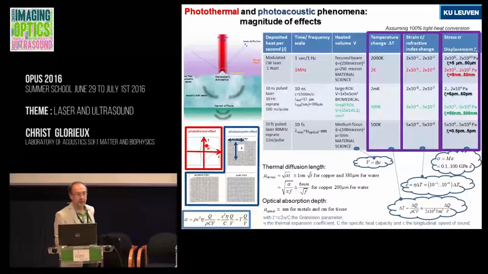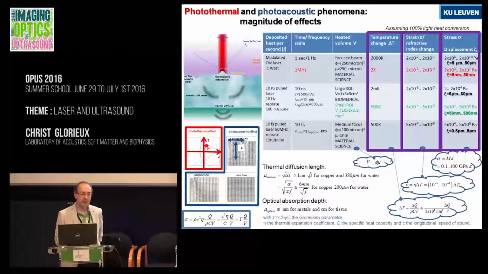Changes of temperature. Yesterday we have seen in the talk of Paul Beard that in biomedical applications, the temperature rise that you get by shining pulsed laser light, quite powerful lasers, with energies of about some tens of millijoules, is smaller than, but maybe of the order of kelvins. And that's what you can have indeed.